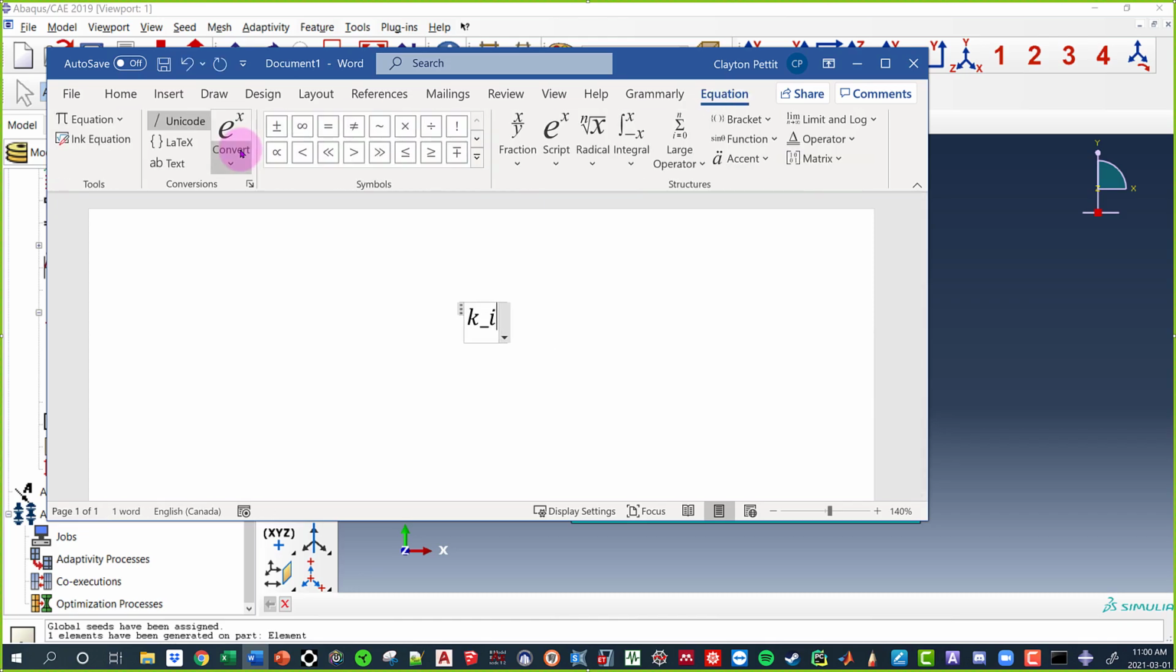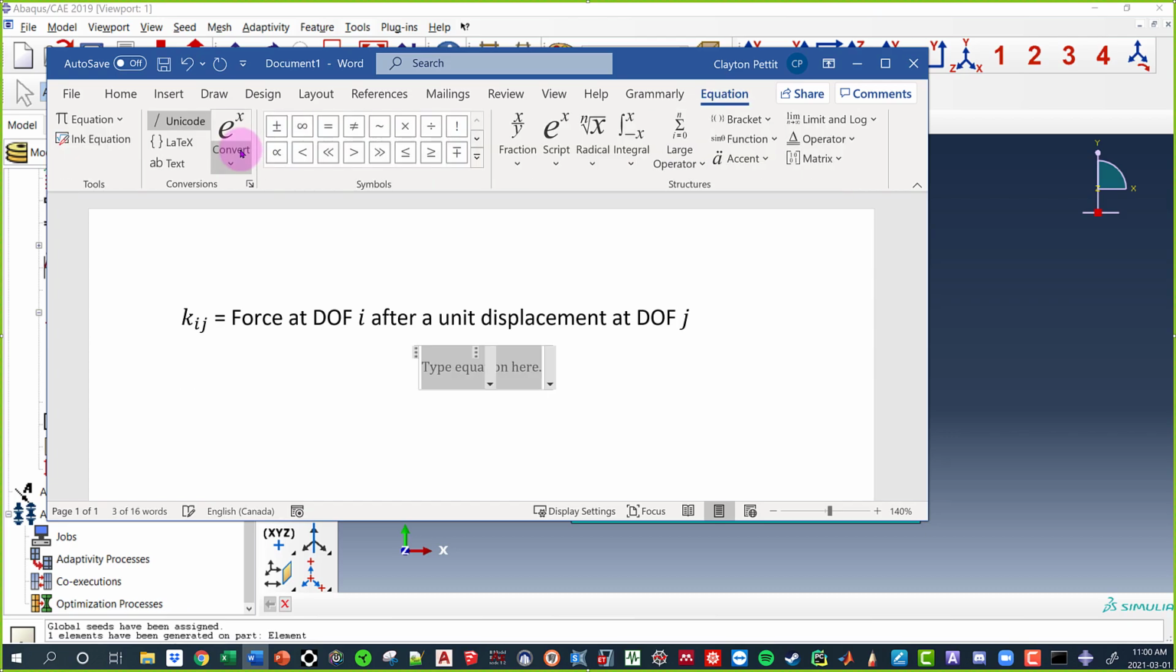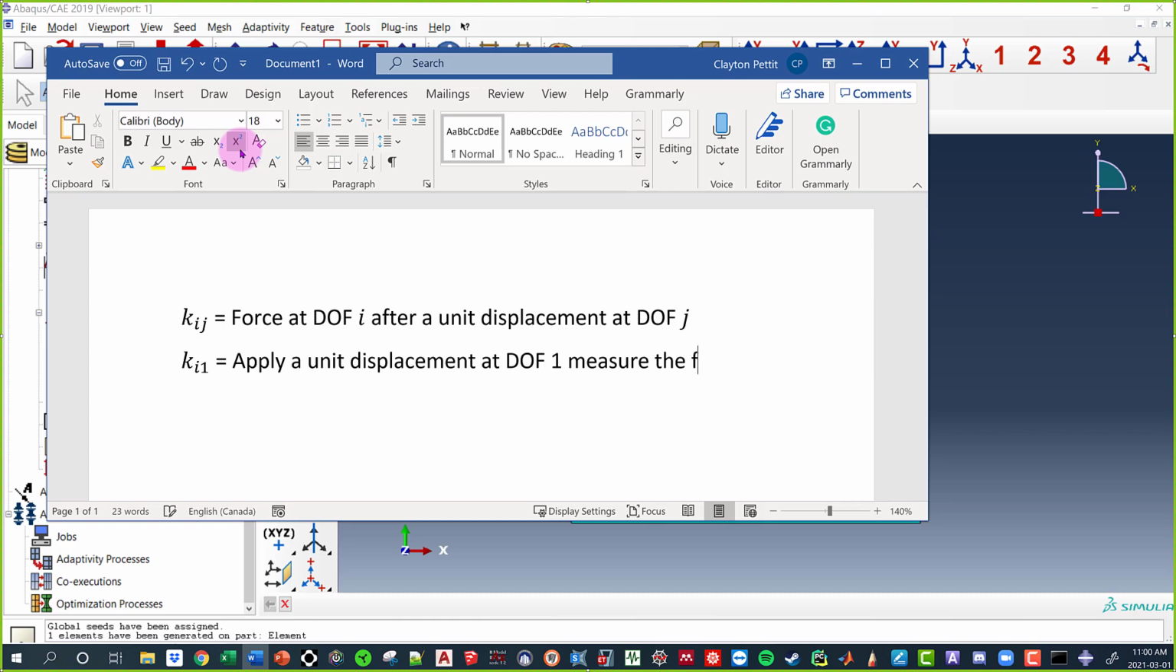So Kij is equal to the force at DOF I after a unit displacement at DOF J. So for instance, if I wanted that first column of my matrix, so if I wanted Ki1, what I'm doing here is applying a unit displacement at DOF J, so at DOF 1, and then measuring the forces at DOF I. Does that make sense to you guys?